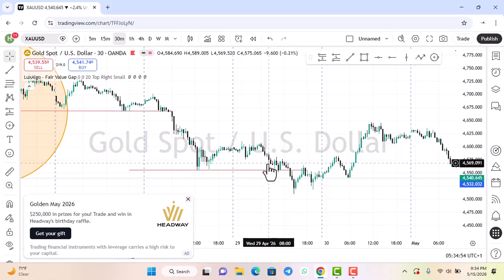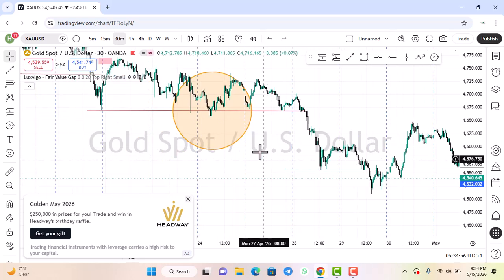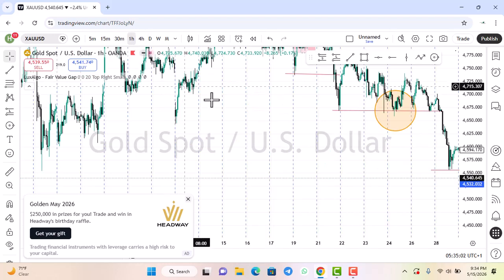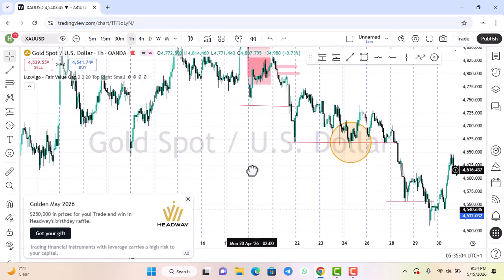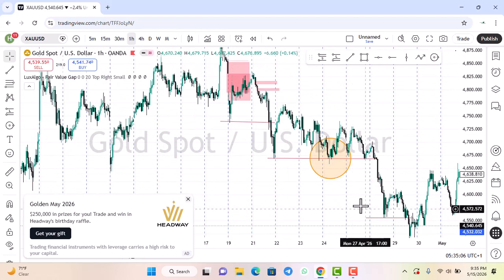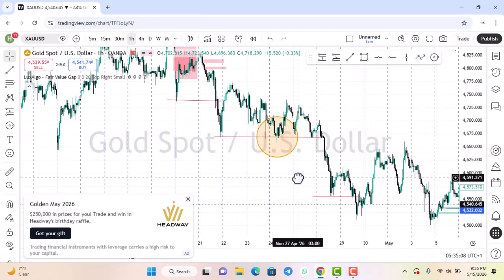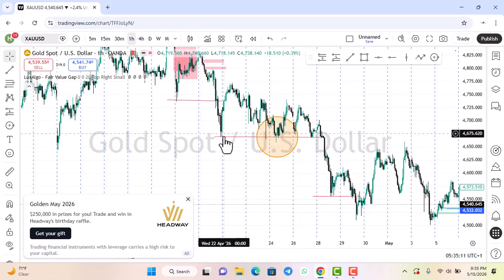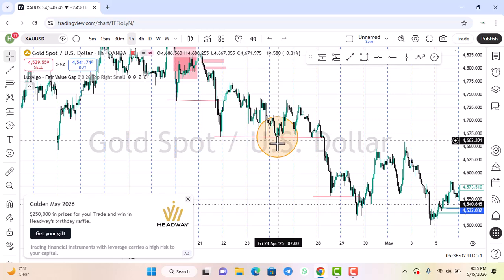Okay, so let me go back to the 1 hour time frame. This is the 1 hour time frame, right? And this is what we explained just now. If you didn't get a valid break of structure, there is no way you can actually determine the change of market direction until you have a valid break of structure.